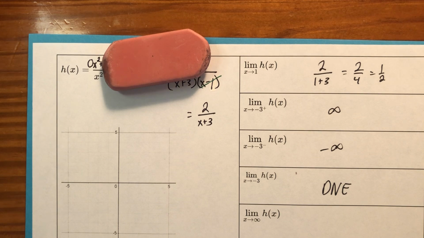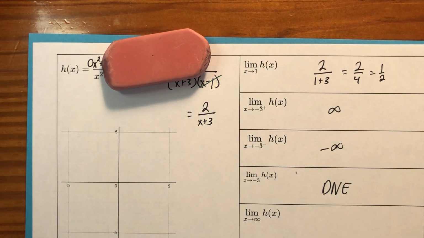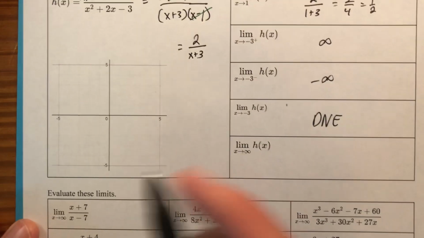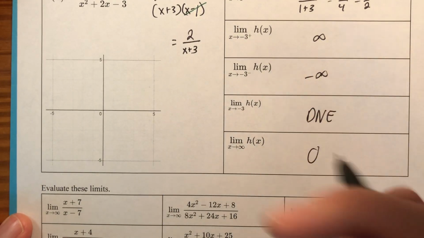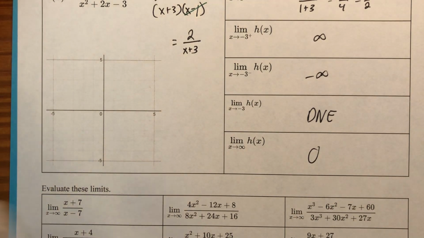So for large values of x, we're going to have 0. Let me rephrase that. We're going to have a horizontal asymptote of 0. So for large values of x, the value of this function is going to get closer and closer to 0. And if that didn't click for you, that's okay. Let's go about it a different way.